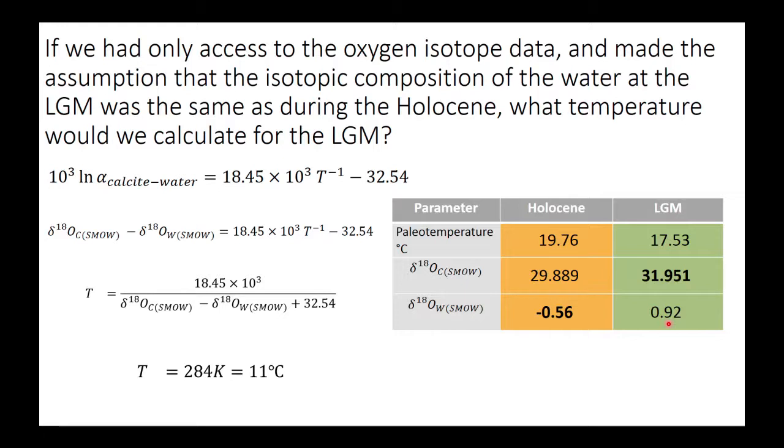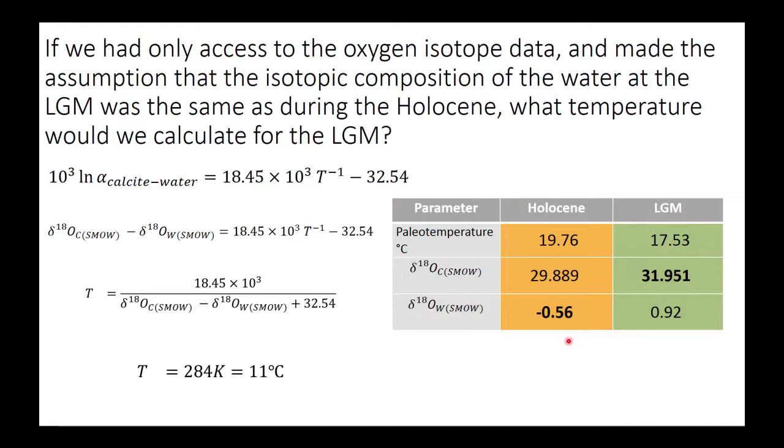So imagine we only had the measurement of the Holocene and the measurement of the LGM. We could work out what the isotopic composition was of the water in the Holocene, because we know the temperature, because it's now. We could work out the isotopic composition of the water, or we could have measured the water and found it to be minus 0.56. And then we would have had our measurement of the carbonate, which would have been this. And if we'd plugged that into our paleotemperature equation for oxygen isotopes up here, you should have got an answer of about either 10 or 11 degrees Celsius, depending on how you do your rounding.